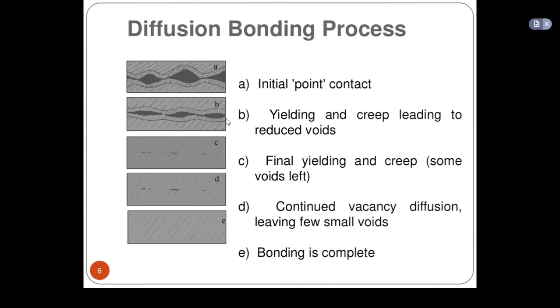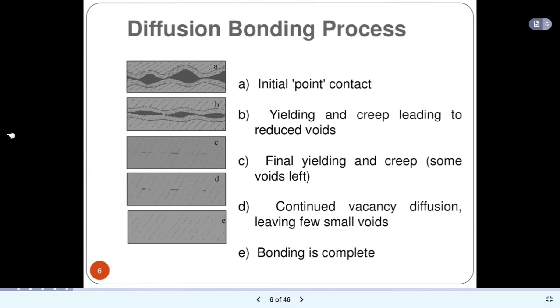These images show the microstructure, or microscopic view, in diffusion welding. Initially the two surfaces are in point contact. After that we apply the pressure. Due to the application of the pressure, the gap between these two goes on reducing, with yielding and creep leading to the reduction of voids. After the final yielding and creep, some voids are still present in the third stage.